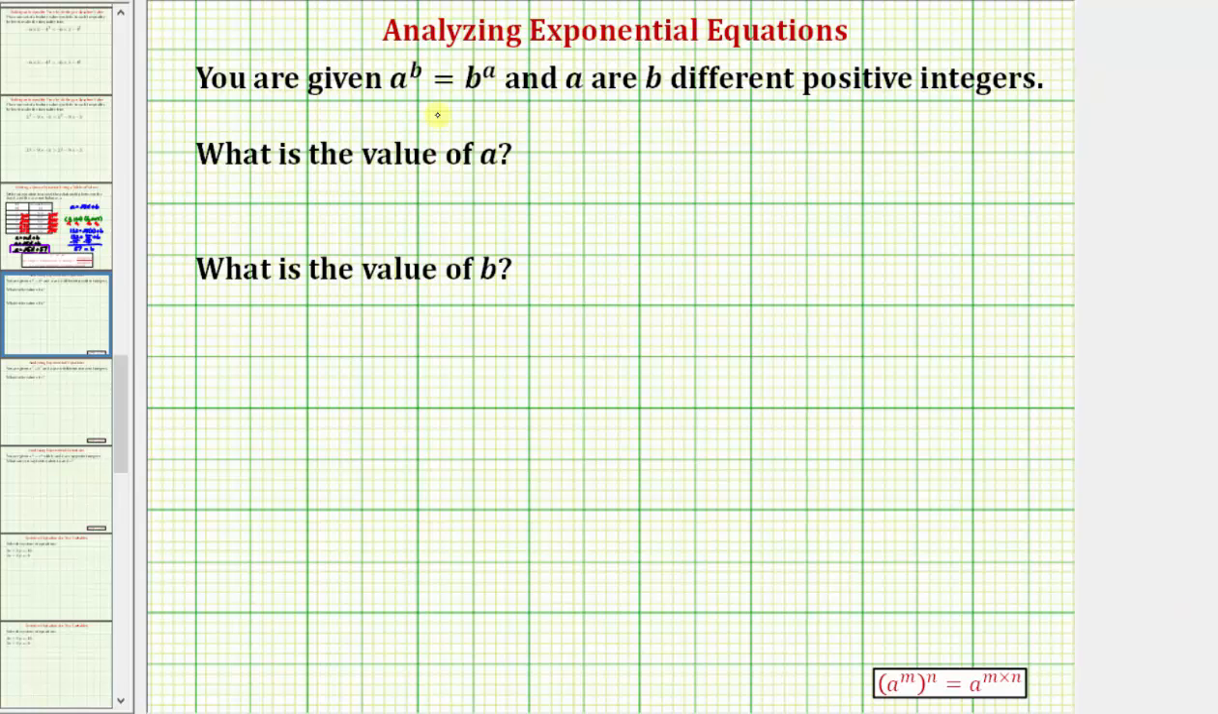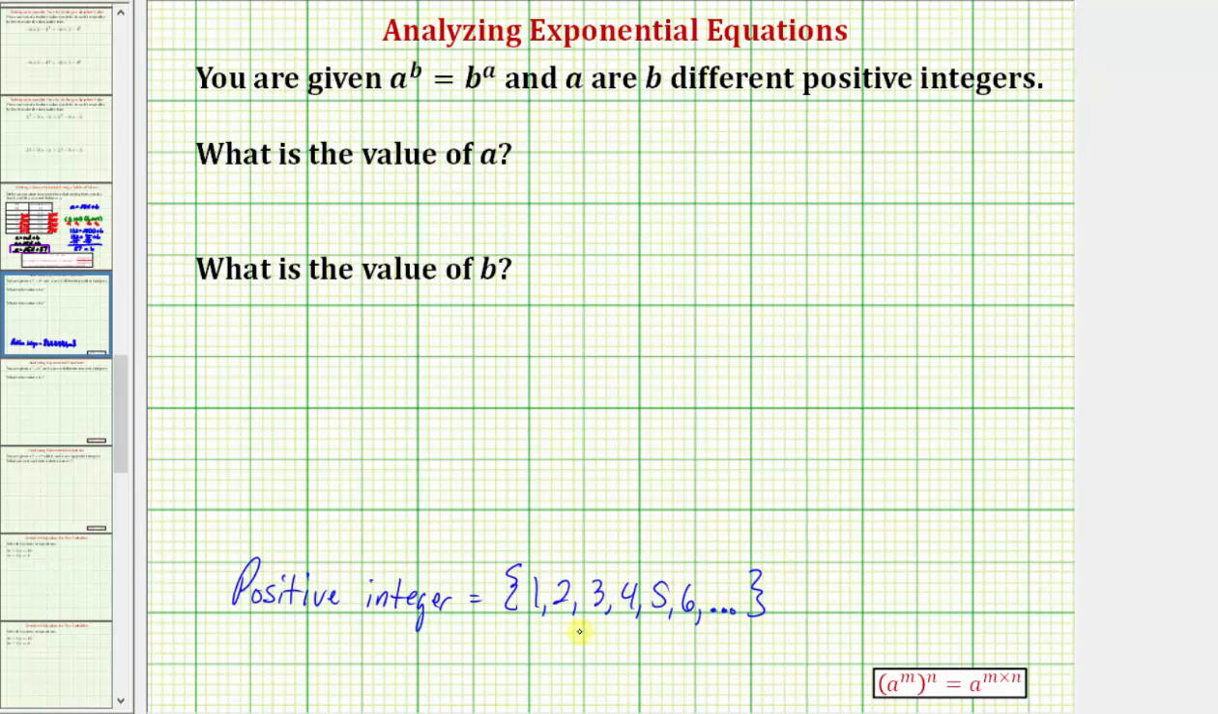We're given the exponential equation a raised to the power of b equals b raised to the power of a, and a and b are different positive integers. We're asked what is the value of a and what is the value of b. Let's first list out the set of positive integers. A positive integer would be in the set 1, 2, 3, 4, 5, 6, and so on.